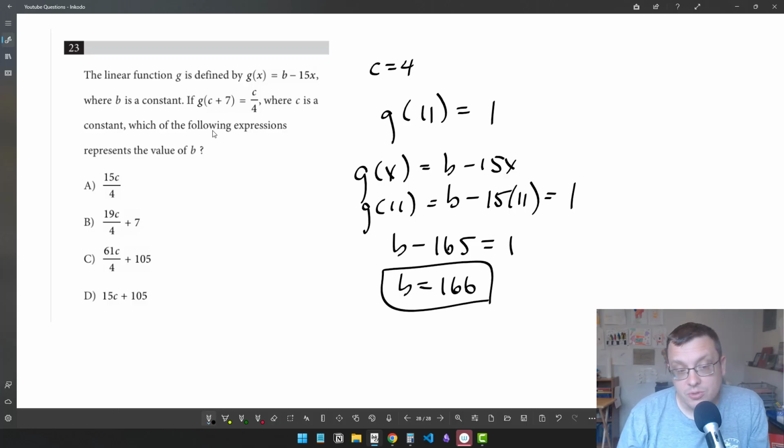And now I just got to go to the choices and see which of these equals 166. So for example, choice A, if I plug in c is 4, I'll get 15. That doesn't work. For B, c is 4, I get 26. That doesn't work. For C, I'll get 61 plus 105, which is 166. Cool. And then for D, I get 165. It's pretty close, but not quite there. We need it to be 166, so that's choice C.